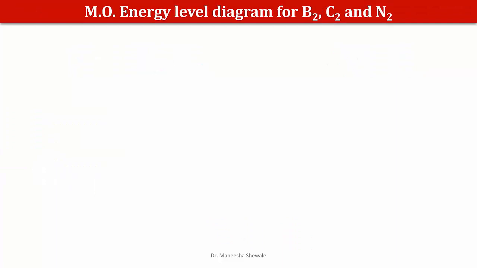Now when we move from beryllium to boron, the atomic number changes from 4 to 5. And regarding the electronic configuration, for beryllium it is 1s2 2s2 and for boron it is 1s2 2s2 2p1. So from boron onwards we have the electrons in the 2p orbitals. So accordingly we will have some more addition in the energy level diagram.